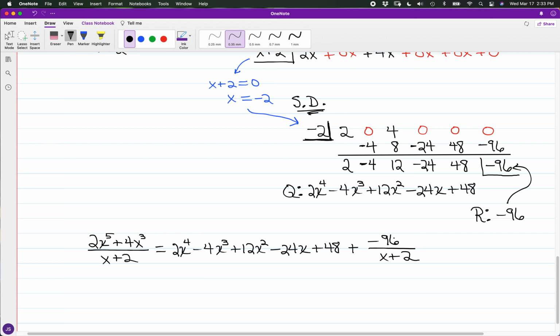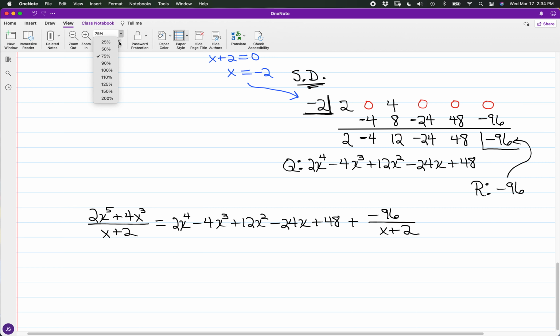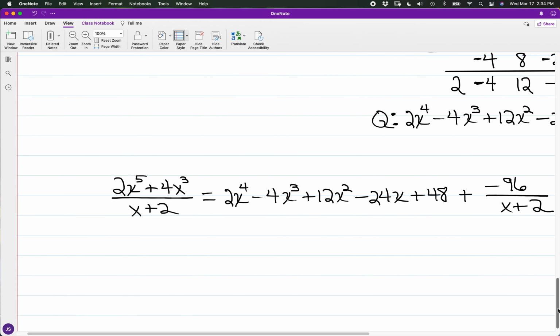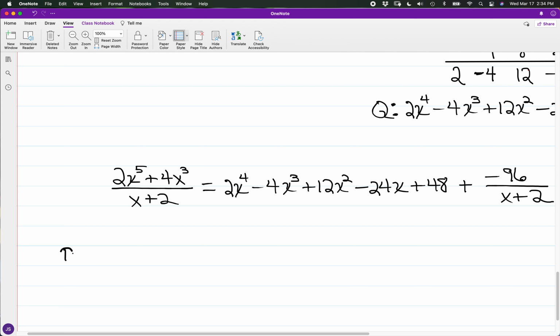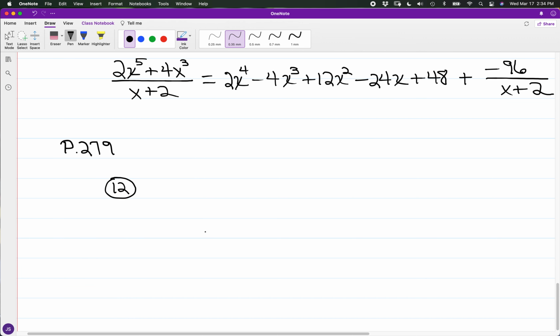Now for the problems on page 279, we have number 12. This is going to be a case where we look into long division for right now. And there's another thing I do want to mention about Alex. It seems a bit excessive, and you'll know what I mean in just a moment.